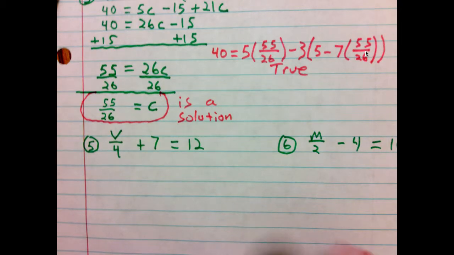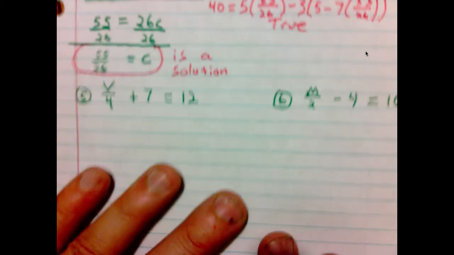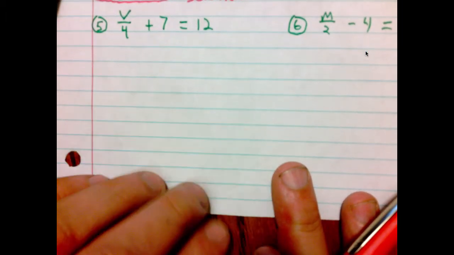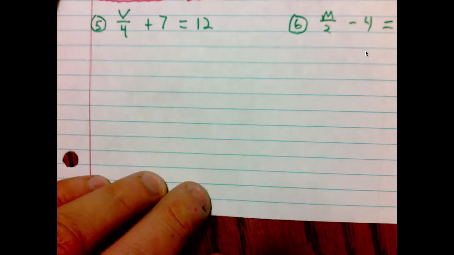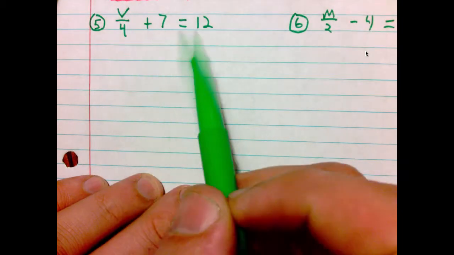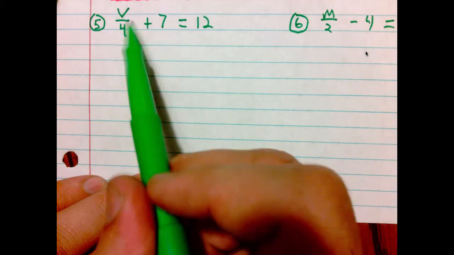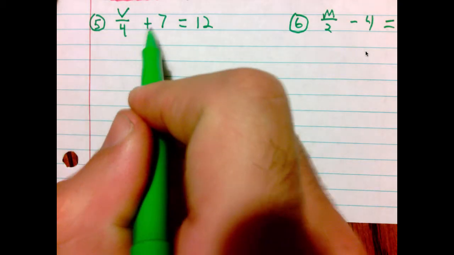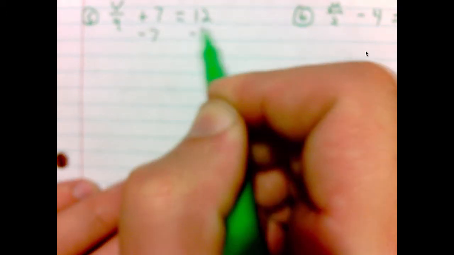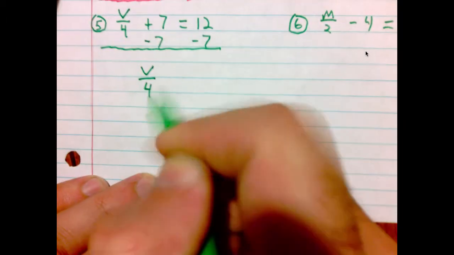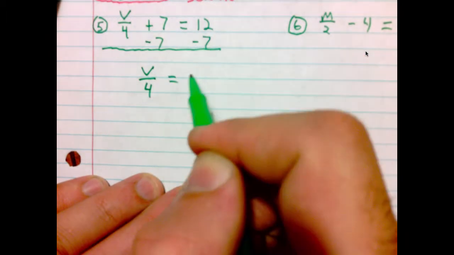You now try number 4. Last problem. In this case, we have v divided by 4 plus 7 is equal to 12. Well, the goal is to get v by itself, so again, I will go after the term that's added or subtracted first. It's a plus 7. We use the inverse, subtract 7 on both sides of the equation. 7 minus 7, leaving v over 4 in the left expression. 12 minus 7 is 5.